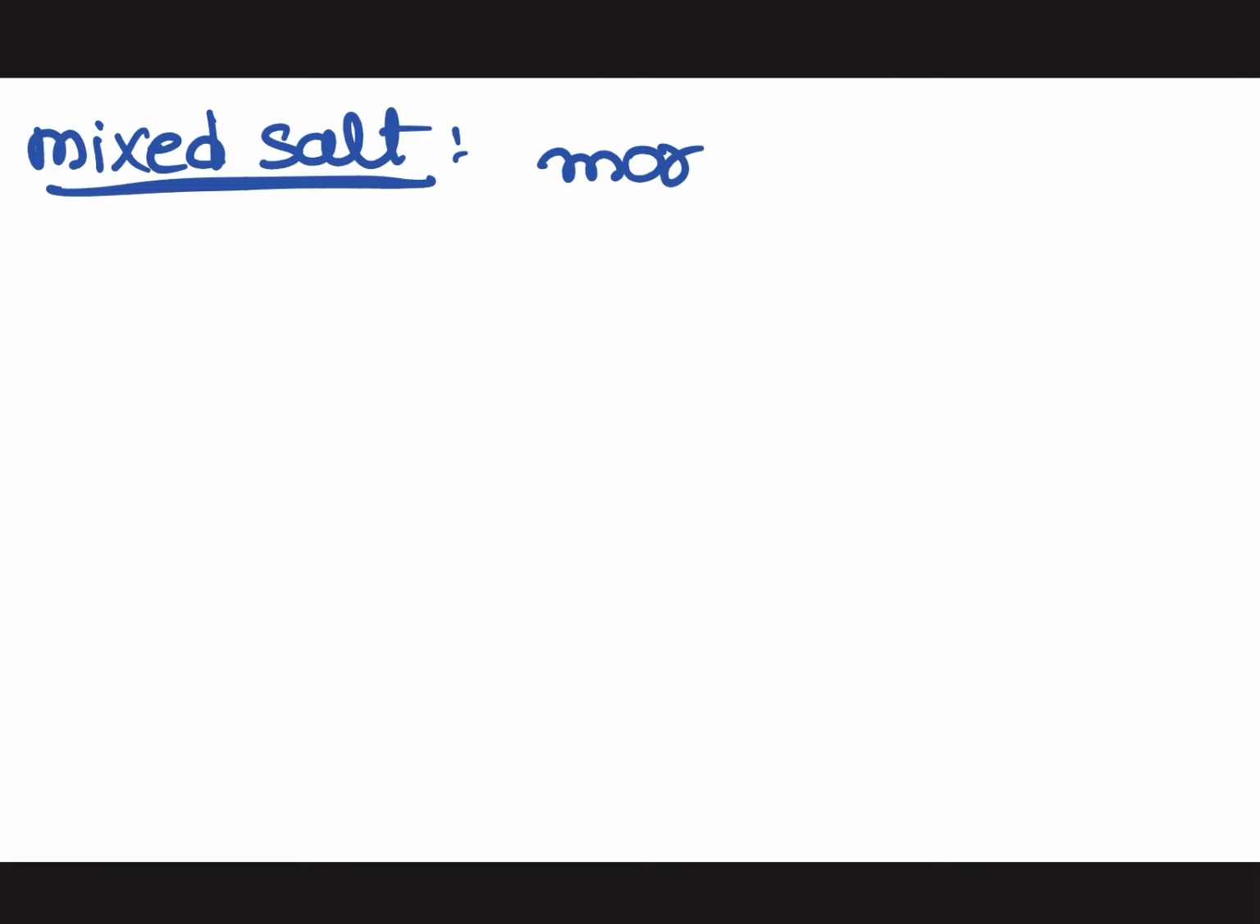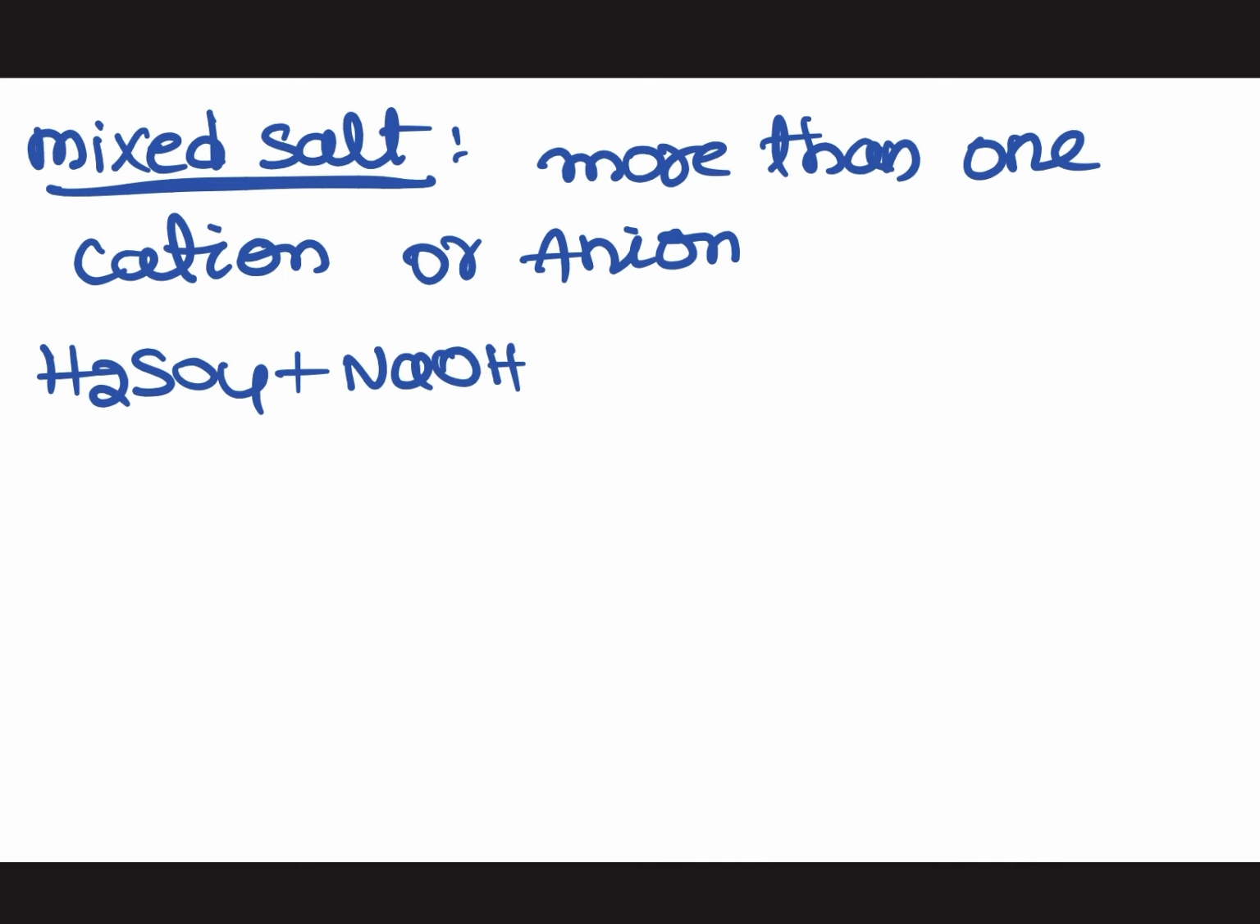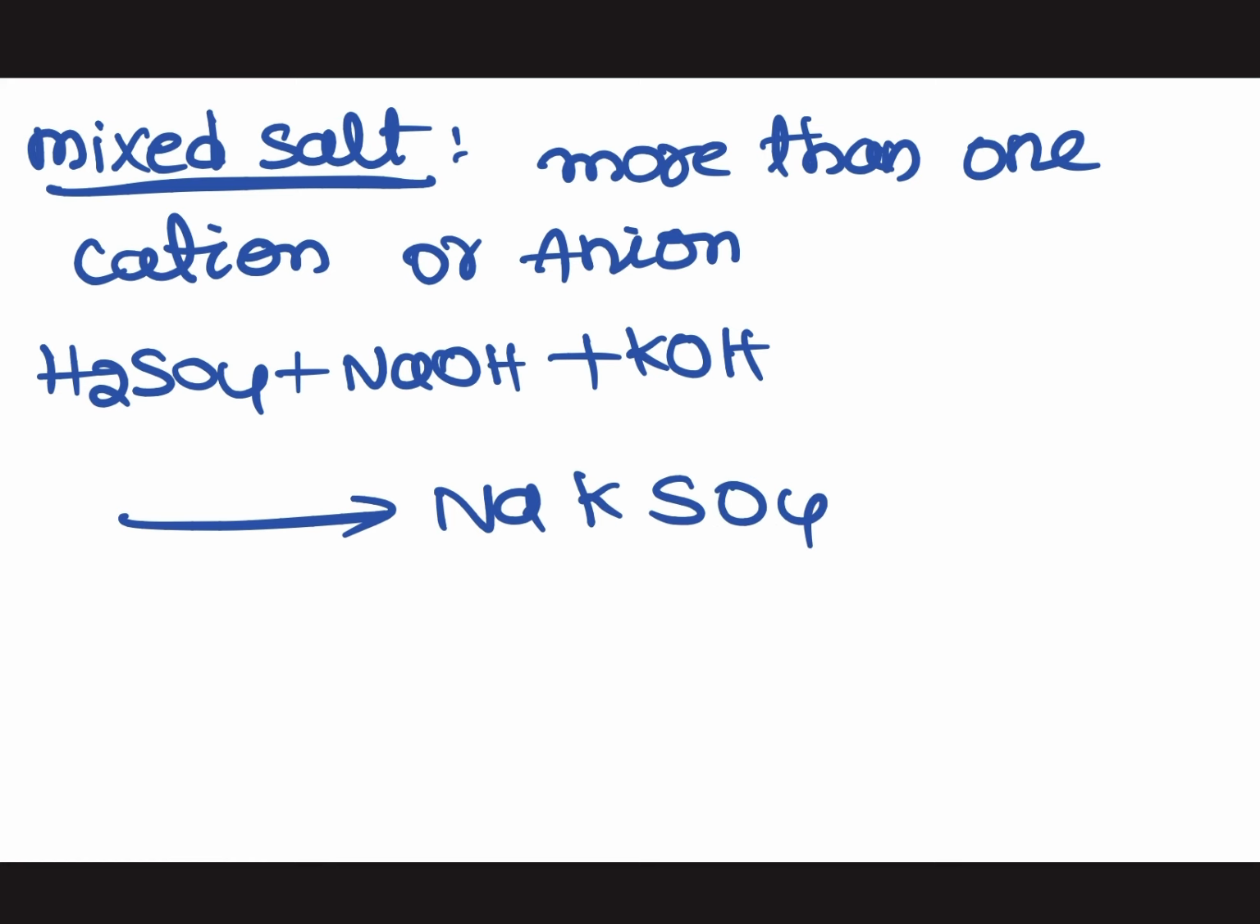Next one is called a mixed salt. So what is meant by mixed salt? A mixed salt is a salt containing more than one cation or anion. So for example, I am taking sulfuric acid H2SO4, sodium hydroxide plus potassium hydroxide. Using these three, I am making one salt, NaKSO4. Here you can see Na plus cation, K plus one more cation, and SO4 minus 2 ion. That means more than one cation should be there.